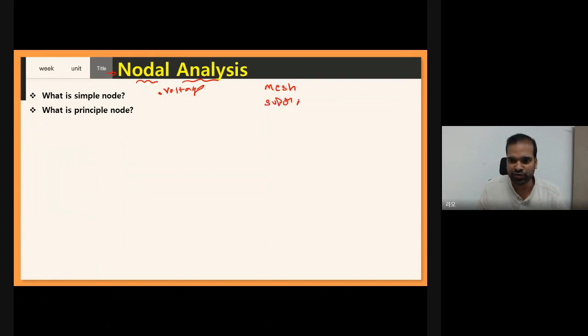we discussed what super mesh analysis is. Mesh analysis or super mesh analysis you can apply only for what? A planar circuit. For a non-planar circuit, you cannot apply mesh or super mesh analysis. Now see here what exactly you can find by using mesh or super mesh analysis. For example, if I give a circuit like this, by using mesh or super mesh analysis, you can find mesh current. So mesh current is nothing but what?